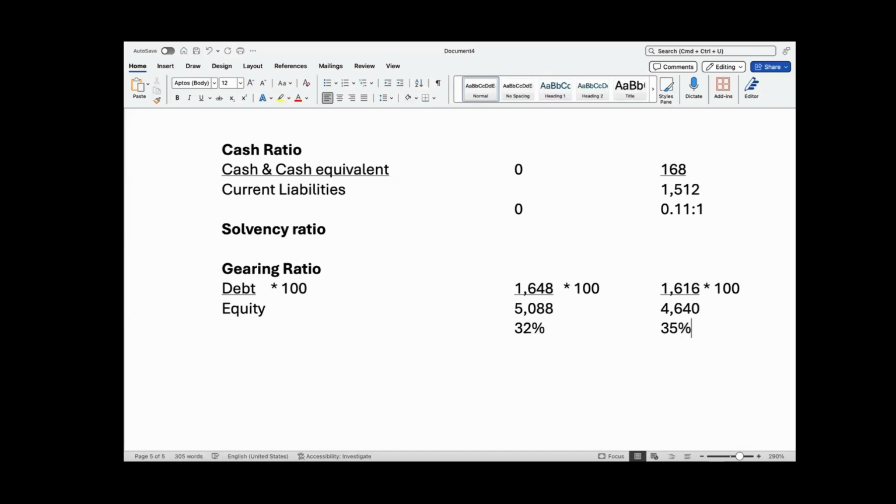So this company, if the ratio we got here is over 100%, we will say it is highly geared and is exposed to high financial risk. But 32% is very okay. 32% is very, very okay.